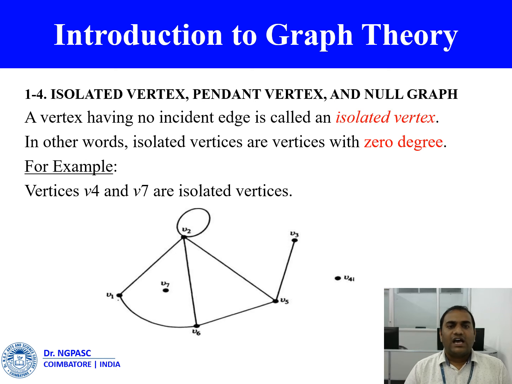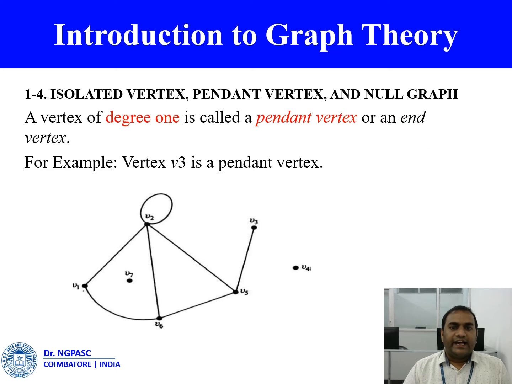Okay. Next, isolated vertex, pendant vertex, and null graph. First, isolated vertex. A vertex having no incident edge is called an isolated vertex. In other words, isolated vertices are vertices with 0 degree. For example, in this diagram, vertices V4 and V7 do not have any connecting edges. So V4 and V7 are called isolated vertices.